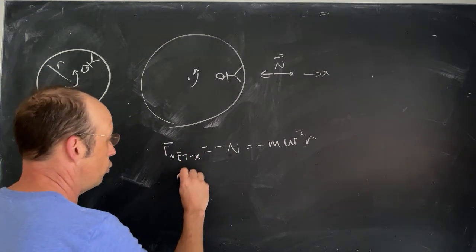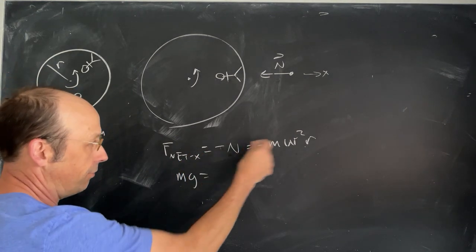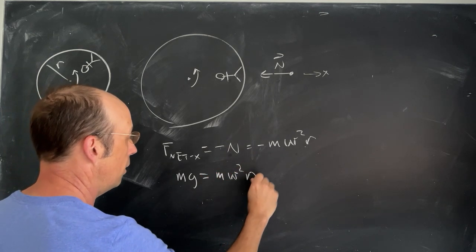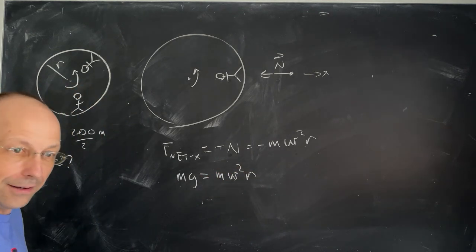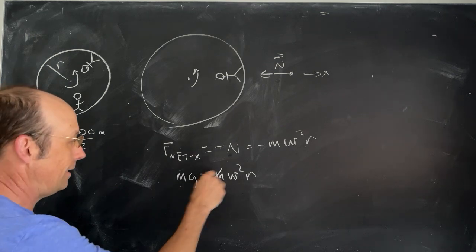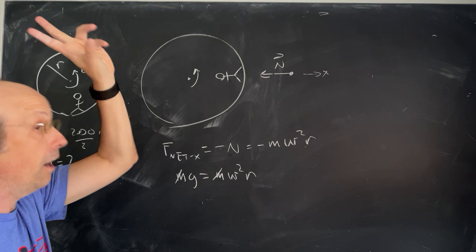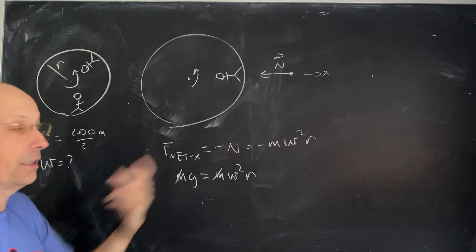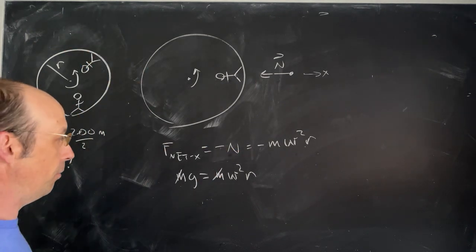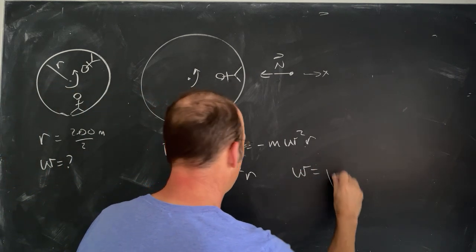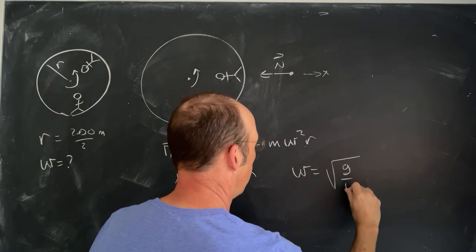So I'm going to say mg, now the negatives cancel, equals m omega squared r. And now I just have to solve for omega. That's it. Okay. So the mass cancels, which is really cool because different people will have the same effective weight because they'll have a more normal force, but they'll feel the same way. And I can solve for omega. So omega is going to be the square root of g over r.